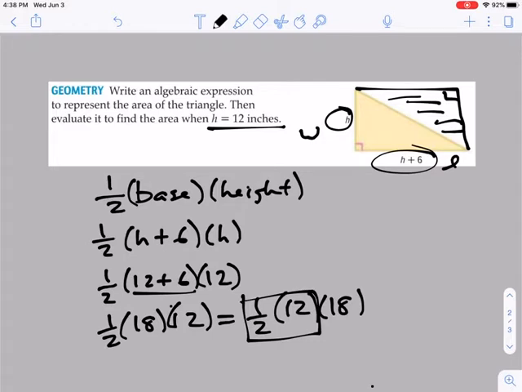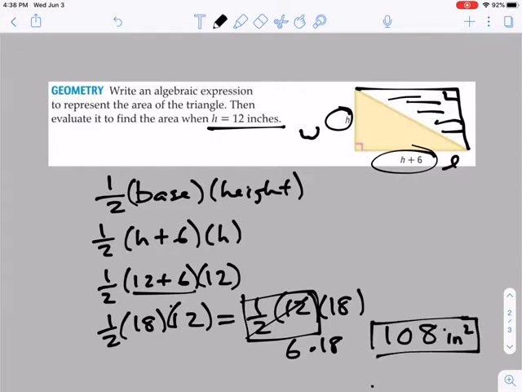All right. Remember, that's the same as 12 divided by 2. So 1/2 times 12 is 6. Then you have 6 times 18, right? Well, 6 times 20 is 120. And then there's 2 groups of 6 that we're missing because we want 18 groups, not 20 groups. 2 groups would be 12. So it's 120 minus 12, which is 108. And so I get 108, and then my unit would be squared inches because it's area.